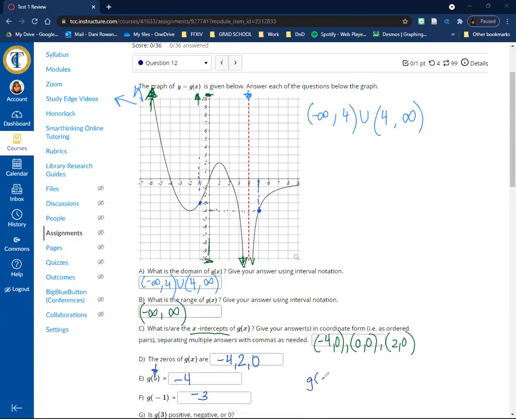Exactly. If I said g of x equals 5, what value are we looking at? The x being 5 or the y being 5? Y. Yeah. So in that case, we'd come up to 5, and we'd say it hits right here. So what is x? -5. Yeah. So in this case, you're looking for the y value. In this case, you're looking for the x value.